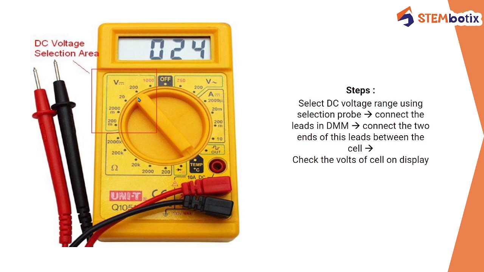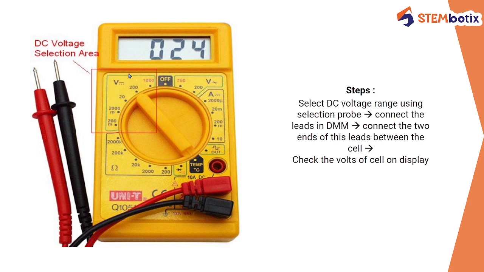Now we have a cell of 9 volts, so the best range for this would be 20 volts, because in this section we have 200 millivolts, 2000 millivolts, 20 volts, 200 volts and 1000 volts available. You can measure from 200 millivolts up to 1000 volts.